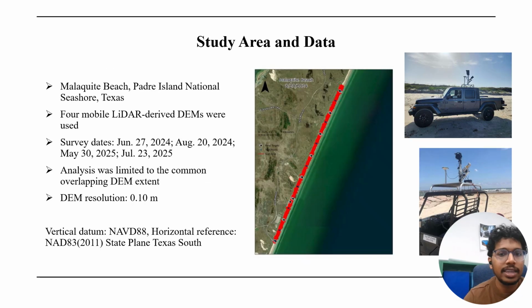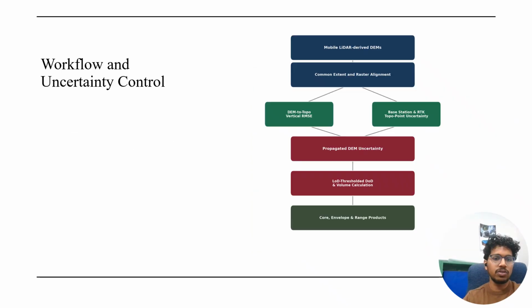This is the study area shown on the map, the image of Malaquite Beach on Padre Island. We did the survey using mobile LiDAR and the DEMs were created from that. The surveys were done twice a year in 2022, 2024 and 2025. The analysis was limited to the common extent, and these are the vertical and horizontal coordinate systems. The DEM has a 10 centimeter resolution.